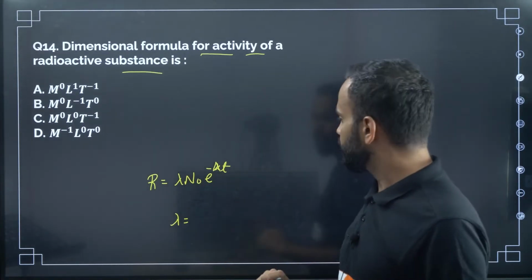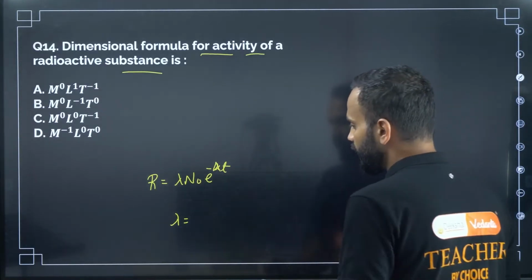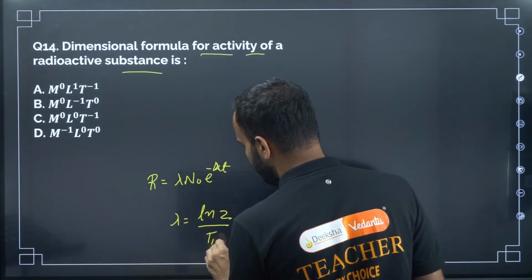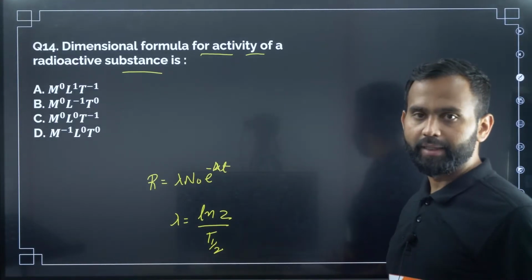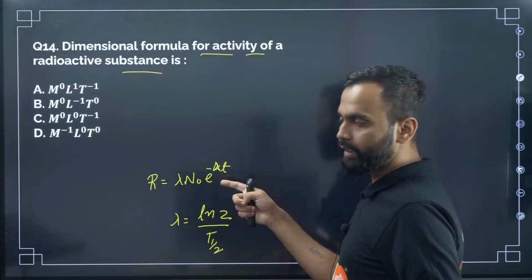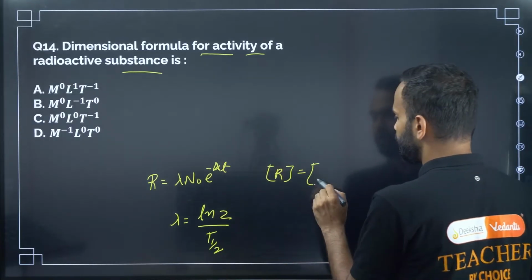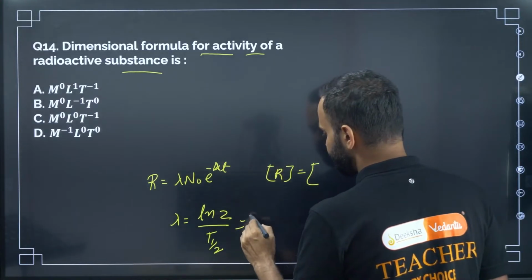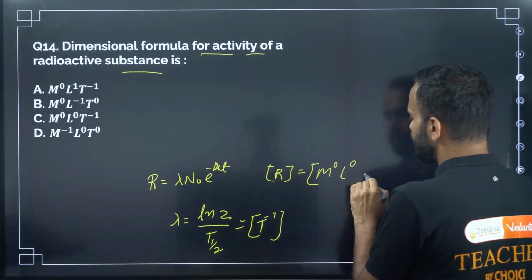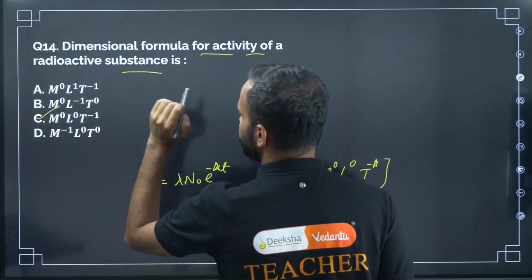N naught doesn't have any dimension, and e to the power minus lambda t is constant, it doesn't have any dimension. Lambda is ln of 2 divided by half life. Here the dimension of half life is time T only. So these two are constants. So the dimension formula of activity R is equal to the dimension formula of lambda, that is T to the power minus 1, that is M to the power 0, L to the power 0, T to the power minus 1. So the correct option is C.